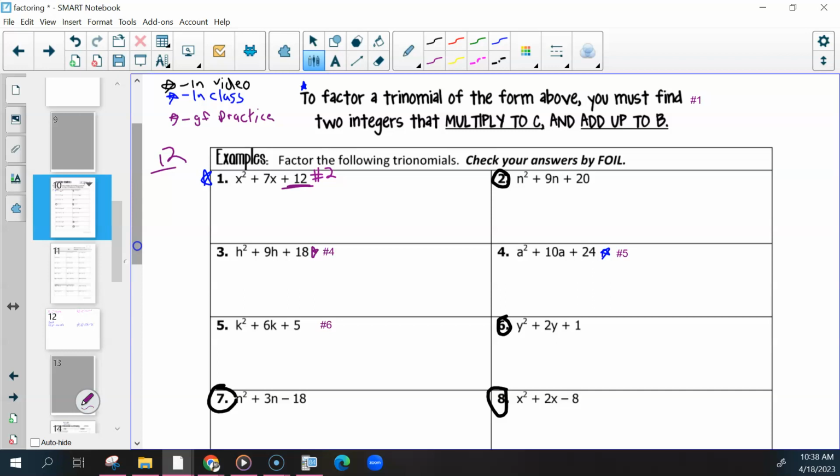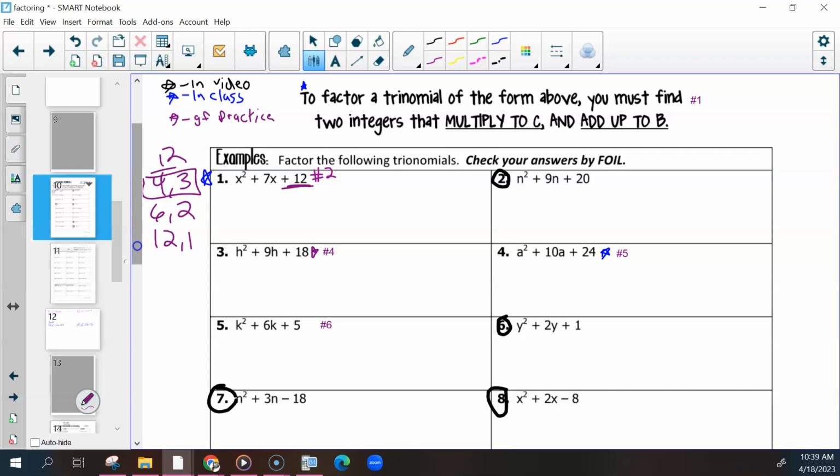You can say it out loud. 4 times 3. What times 2? 6 times 2. We're missing 1 times 12. Then of those sets of factors, if we were to add them or subtract them together, which ones would give us 7? 3 times 4, 4 times 3, whatever.